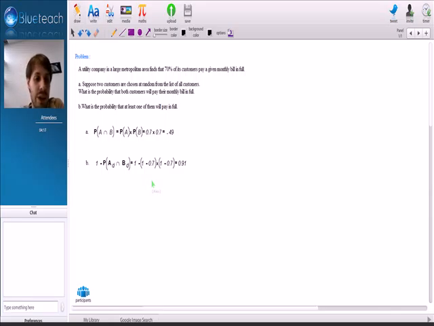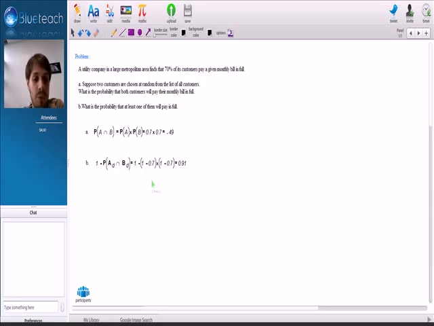So the first question, say A is the event of the first customer chosen at random paying his monthly bill in full, and B is the event of the second random customer doing the same thing. So those two events are independent, right?